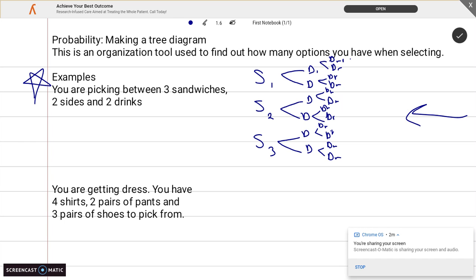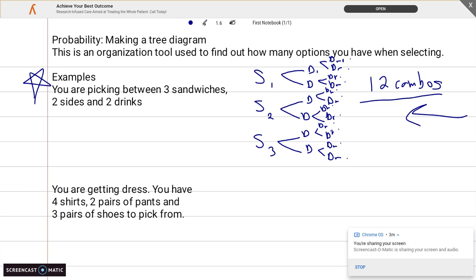So I have 1, 2, 3, 4, 5, 6, 7, 8, 9, 10, 11, 12. There are 12 different combinations, I'm going to write the word combos, that you have when you are selecting out of these three sandwiches, two sides, and two drinks. So you actually have quite a lot of different possibilities here. That is what the tree diagram also offers. It gives you insight as to how many different possibilities you have, which is actually kind of cool.